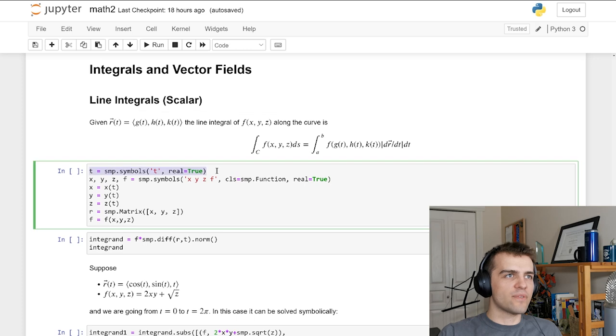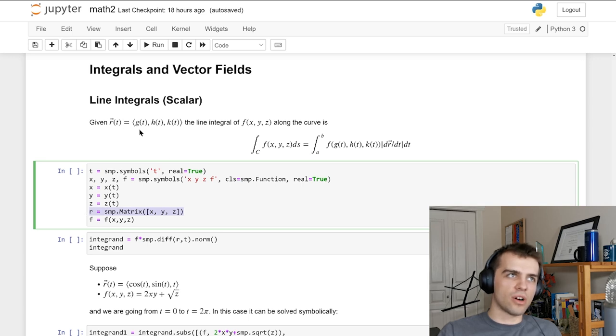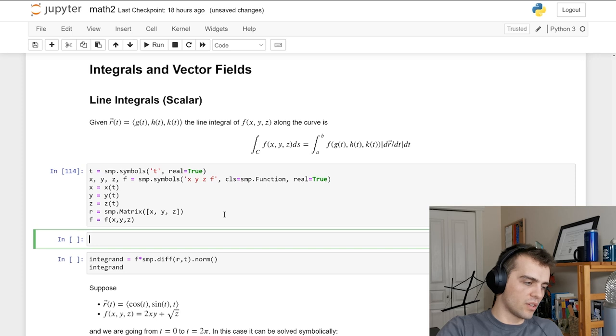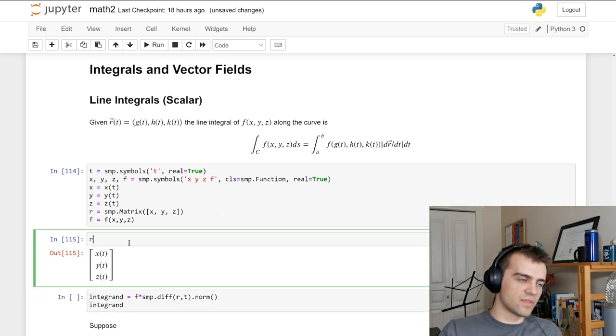And so I define t, of course, as my variable like this. x, y, z, and f, I define separately because these are actually functions. x is a function of t, y is a function of t, z is a function of t, and they're real. r is the vector r here, which is a matrix of x, y, z, and f is a function of x, y, z. So if I look at r, I get a nice thing like this, noting that x, y, and z are functions of t.